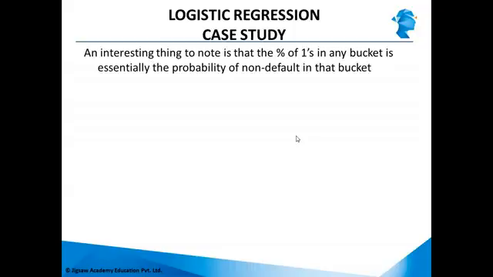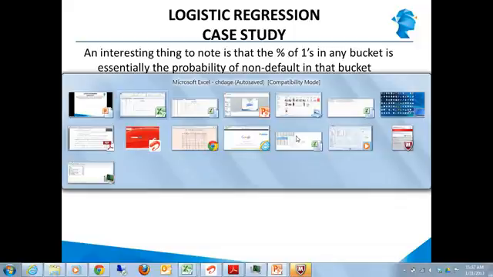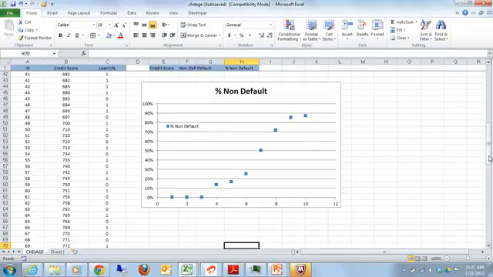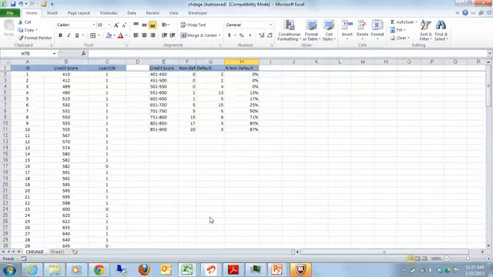Now, another very interesting thing to note about this S curve and that chart is that the percentage of ones in any bucket, which is essentially the percentage of default, for example, is essentially the probability of default in that bucket. In other words, if you take a look at this table here, if I were to ask you, I have a random bank customer now and their credit score is between 801 and 850, what is the likelihood that they are going to not default on a loan? You will answer 85%, because the likelihood of them not defaulting is 85%.